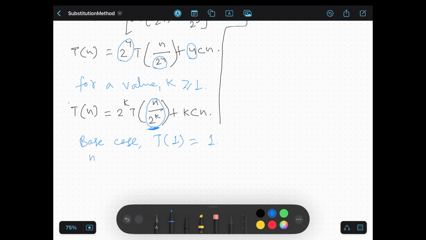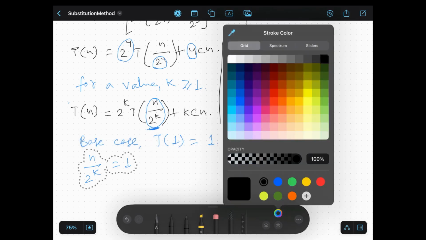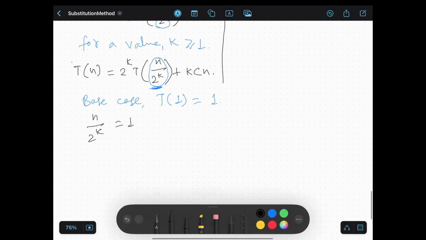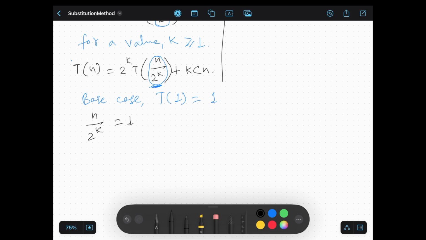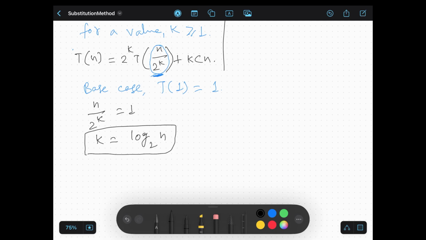Fine. And by log property we can say, this means we need to divide n until 2 raised to the power log 2 n times, until it becomes 1.